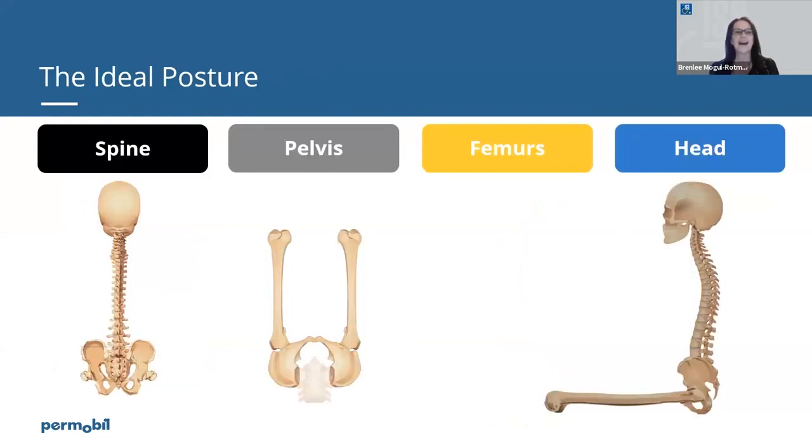When we're looking at the ideal posture, we know that we want the spine to be upright, midline, and have its normal curves. We'd like to see the pelvis midline in all planes and somewhat neutral if possible. We would like the femurs to be parallel to the seating surface so that the feet can sit flat on foot plates. And we'd like the head to be upright and midline also to allow the client to see the world around them.